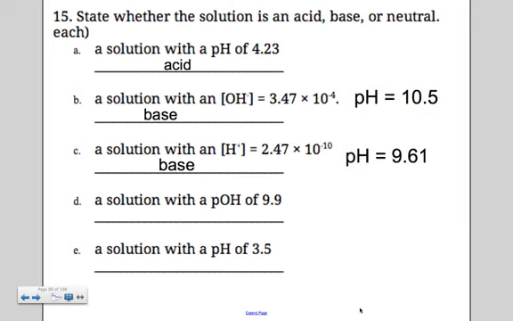So moving on, the next one has a pOH of 9.9. Don't get too quick on this one. That's not the pH, it's the pOH. So to find the pH first, I have to subtract it from 14, and that would give me a pH of 4.1, which makes this an acid. Part E, solution with a pH of 3.5. That is just the pH, so you just need to look at it. It's less than 7, which makes that an acid.